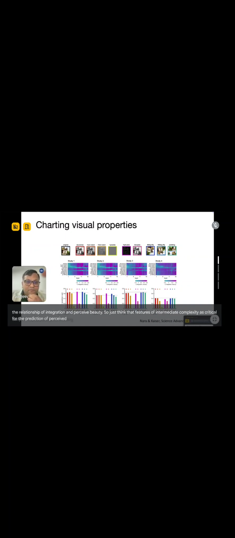prediction of perceived beauty. Now, based upon the results from the four behavioral studies which I presented, it is evident that the DNN-derived integration measure successfully predicted the beauty ratings for natural images.